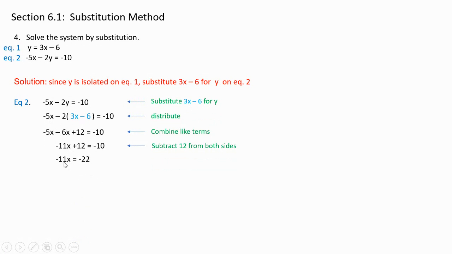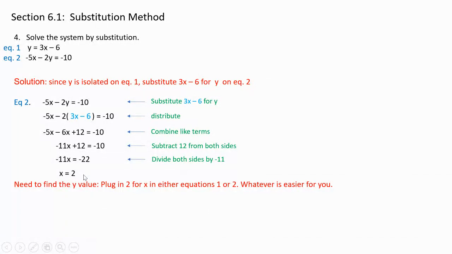So if we do that, we're going to get negative 11x equals negative 22. Then we divide by negative 11 on both sides. So it's going to give us x equals 2. So once you get the x value, we need to find the y value. So then we have to go back to equations 1 or 2 and plug in the value 2 for x and solve for y. But it depends on what's easier for you.